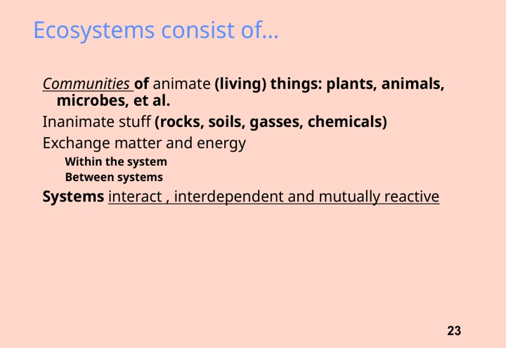Finally, it's important to recognize that systems don't operate in isolation. They interact, are interdependent, and mutually reactive. Changes in one part of the system can ripple through and affect other parts, which highlights the interconnectedness that's central to understanding ecosystems as a whole. This interconnectedness is what makes ecosystems both resilient and vulnerable at the same time.